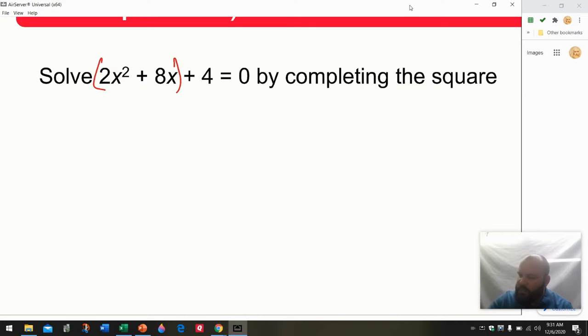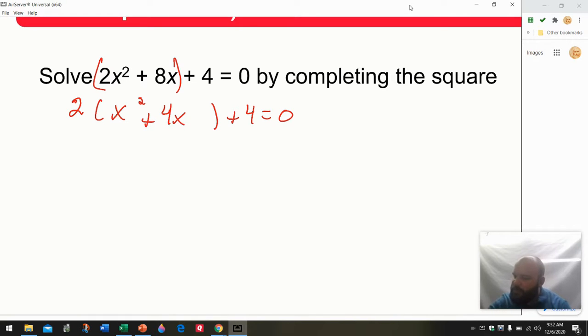But you can see that this 2 right here is not 1. That's a problem if you try to complete the square as is, because it won't work that way. So what you actually have to do is factor that 2 out of both of the x terms. What you end up with is something that looks like this: x squared plus 4x. I'm going to leave a space, and then we still have our plus 4 out there, and then we have our 0.